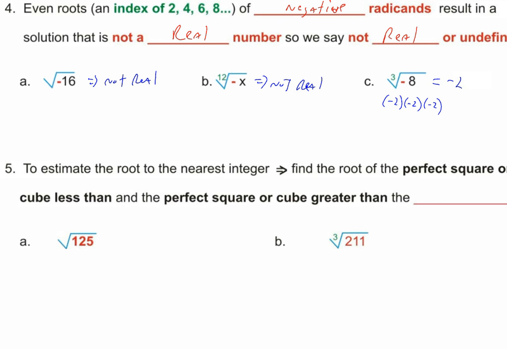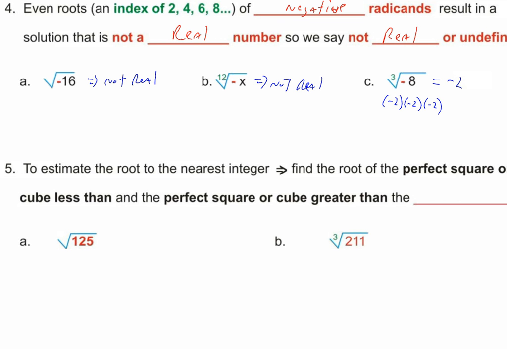Uh-oh, you're not thinking. I hope you're catching this. That tells me you're not catching it. If you multiply a negative quantity times itself an odd amount of times, what will the answer be? Will it be positive or negative? Negative. Negative times itself an odd amount of times would be negative, right? So therefore, you can have a negative radicand, negative 8, and an odd index.